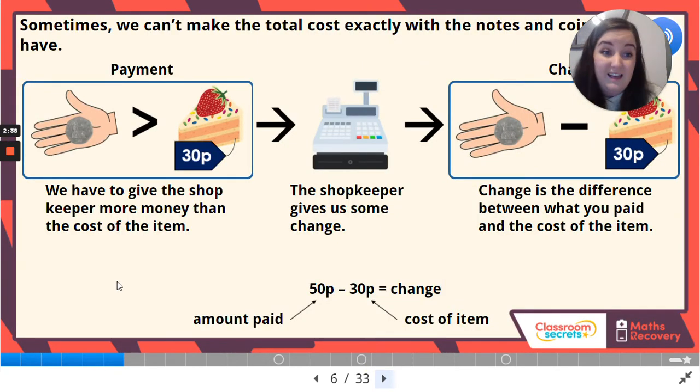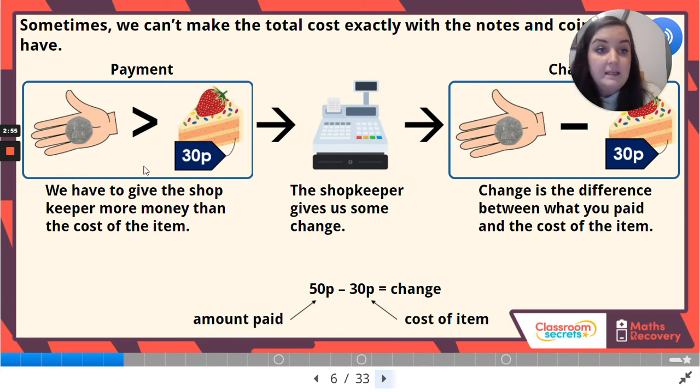Sometimes we can't actually pay the exact total. So like I said, if you wanted something that's 27p, sometimes you haven't got the correct coins to pay 27p. So we have to give the shopkeeper more money than the cost of the item.